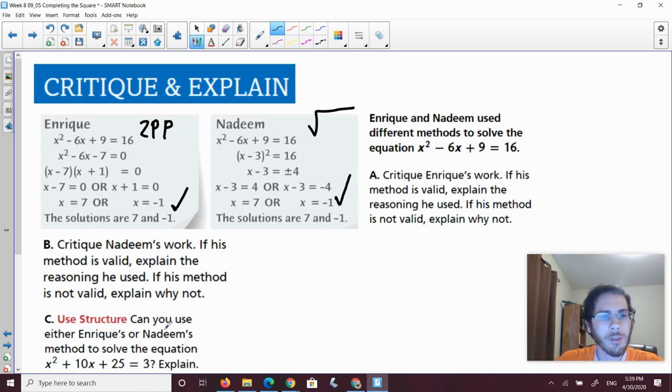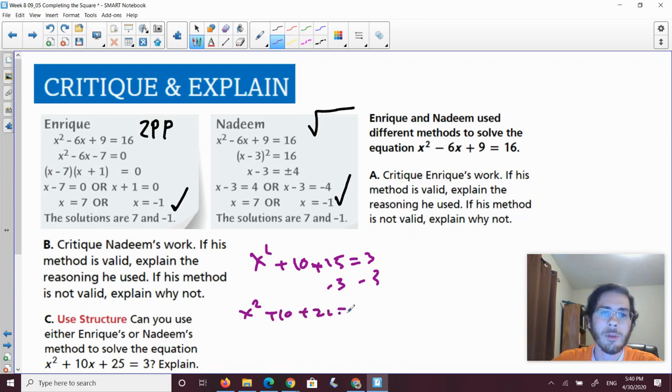So then it says to use structure for part C. Can we use that to solve this quadratic equation? Well, all right, let's check it out. So we said Enrique was doing the zero product property. So for his way to do it, we have to make sure we equal 0 first. So we can subtract 3 from both sides. That's pretty solid. We get 22.